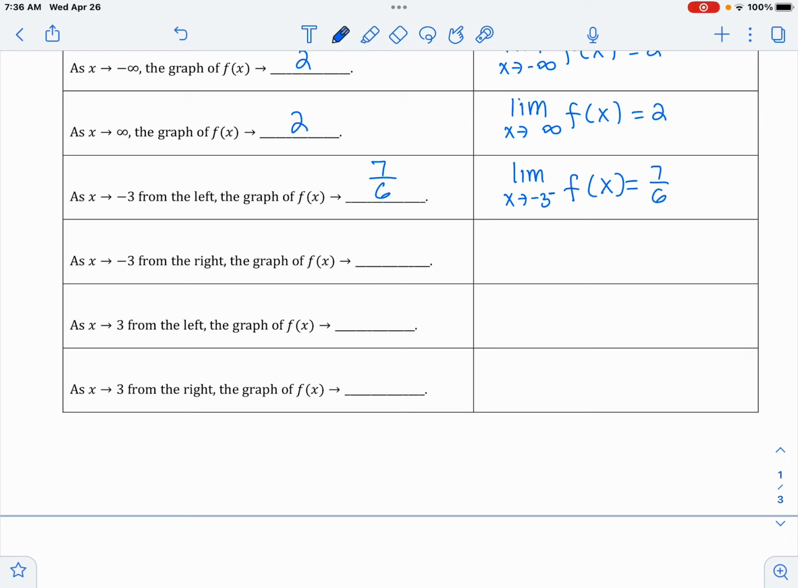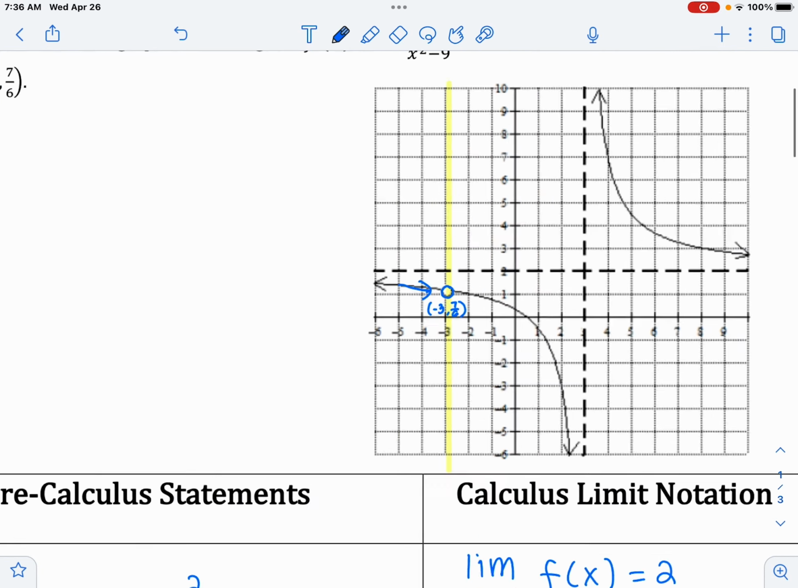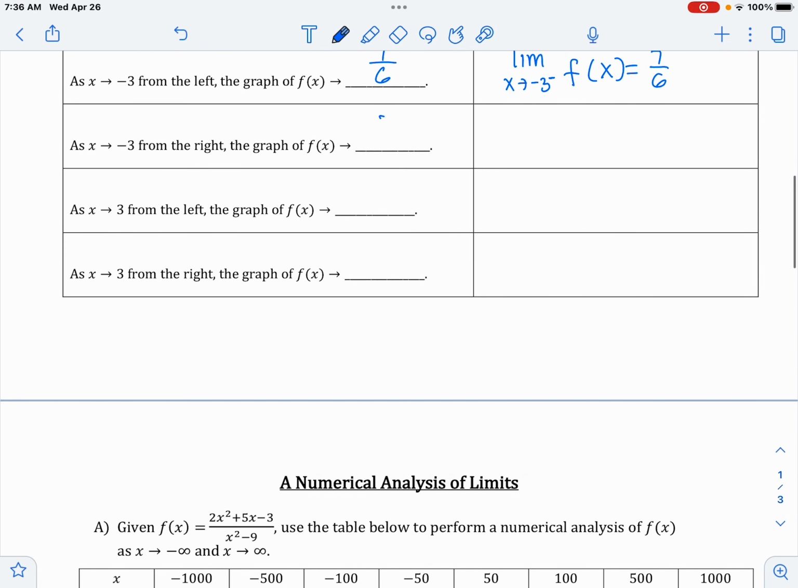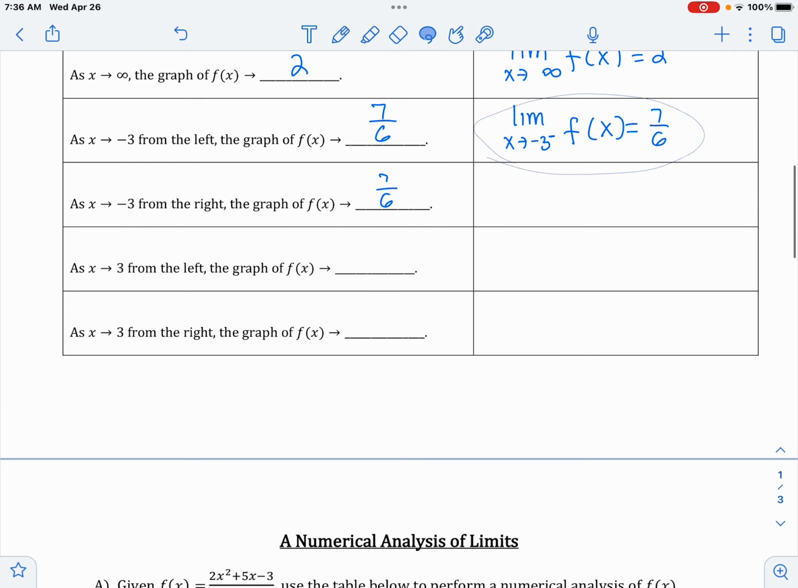Next one, the limit as x approaches negative 3 from the right. I already have that yellow line right there. Approach negative 3 from the right, and the y value that you are approaching is 7/6. Once again, I'm just going to copy and paste this, but change it to from the right. To change it to from the right, I'm going to change this little minus sign to a plus.